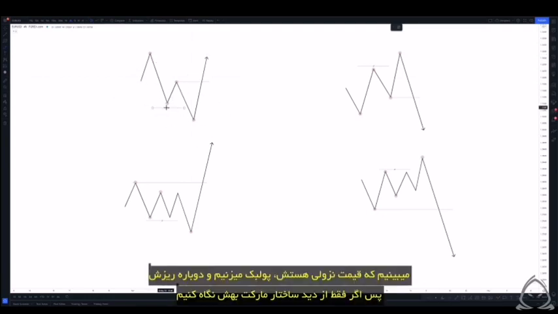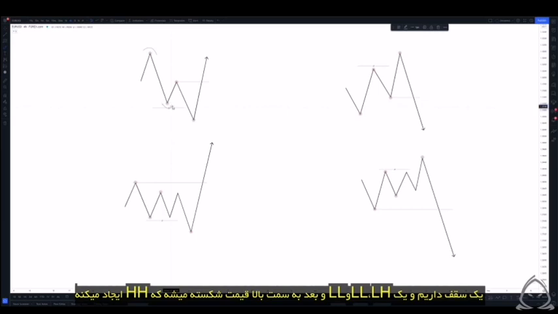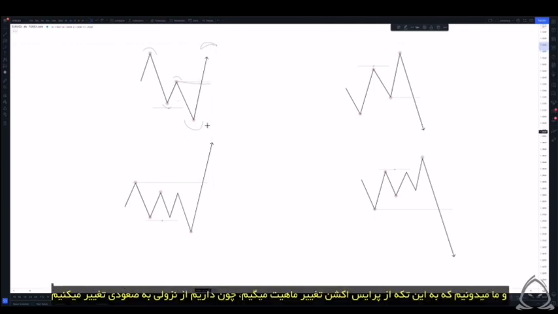So what we can see is the market's coming down, we pull back up, we pull down. If we're just looking at it from a market structure perspective, we have a high, we have a lower low, we have a lower high, and we have a lower low. We then break to the upside, creating a higher high, which we know this bit of price action is known as a change of character because we're switching from bearish to bullish.